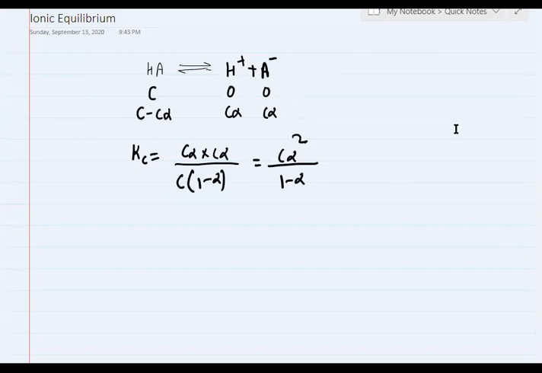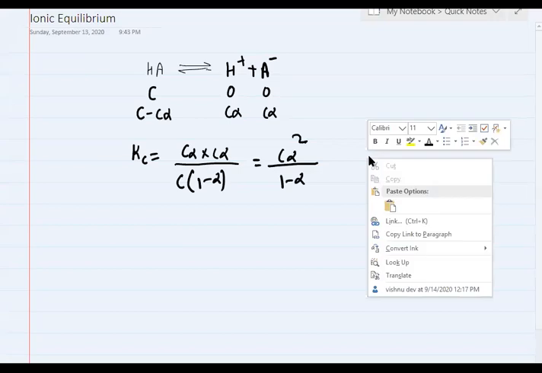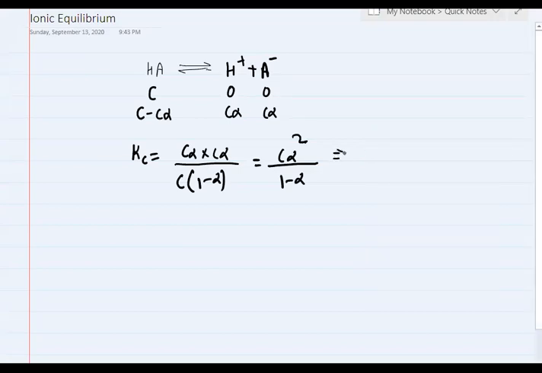Very good. Now, as I said, for acid, Kc is called Ka. Now, suppose alpha is very small. Assume alpha is very much less than 1.